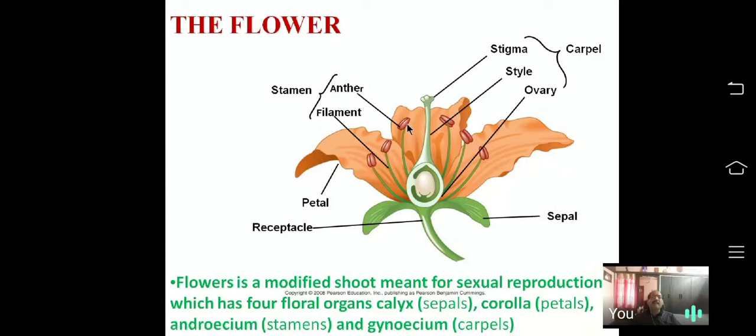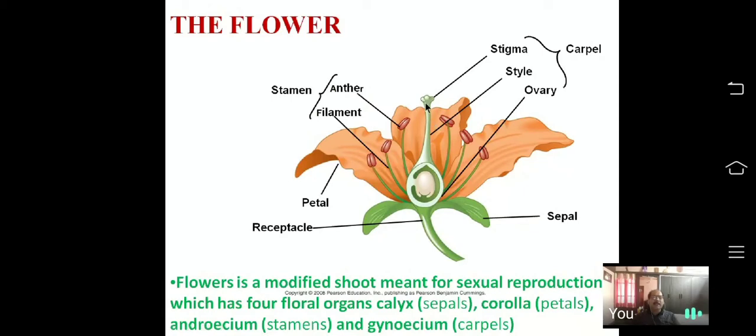The fourth and centralmost whorl is the gynoecium. Gynoecium is the female reproductive part. Its units are called carpels or pistil.